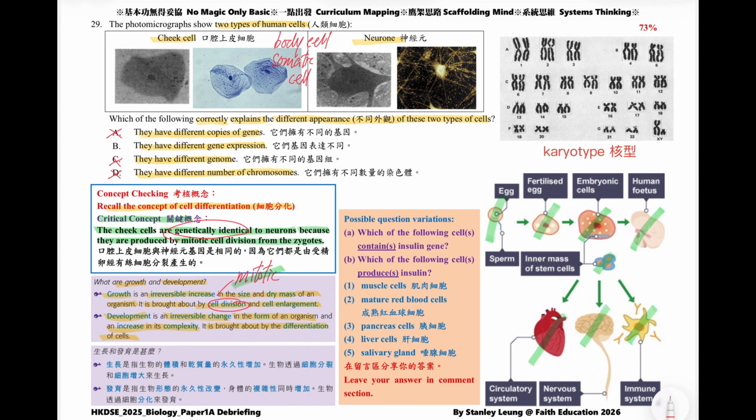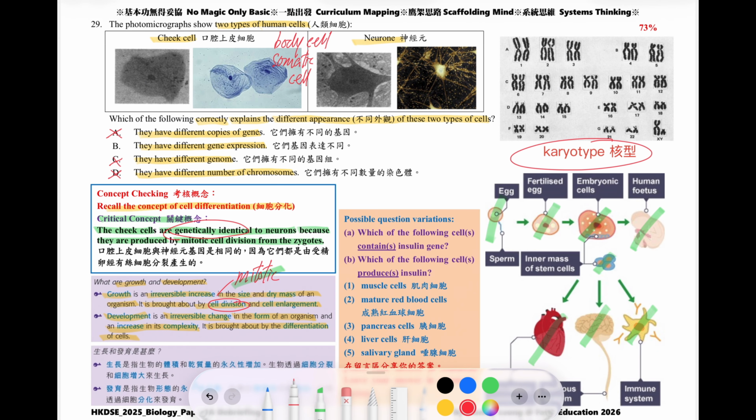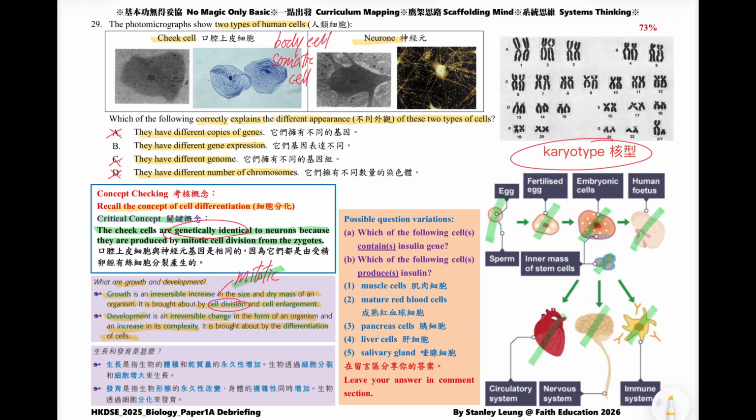How can they have different copies of genes? How can they have different genomes or different numbers of chromosomes? We take a look at the karyotype, which means the number and the structure of the chromosomes.